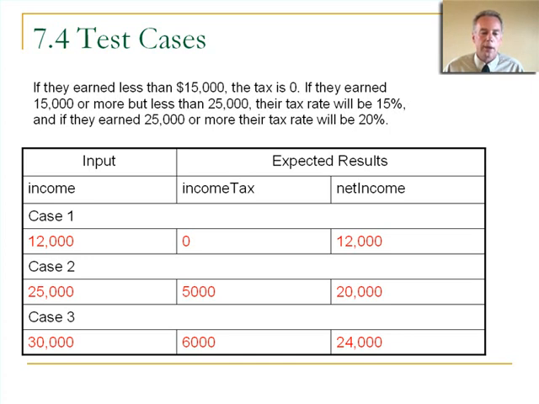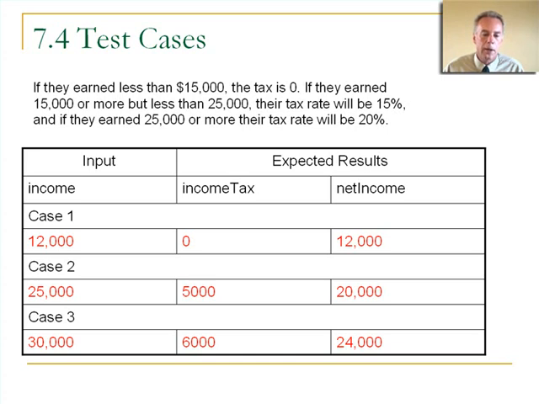In the second test case, a little more interesting, if the user enters 25,000, what would their tax rate be, and what would their tax be? So go back up to the spec. The last line says if they earn $25,000 or more, the tax rate will be 20%. If you multiply that 25,000 by 0.2, you'll get 5,000, which is the tax. And we expect our program to output $5,000 tax and a net income of $20,000.